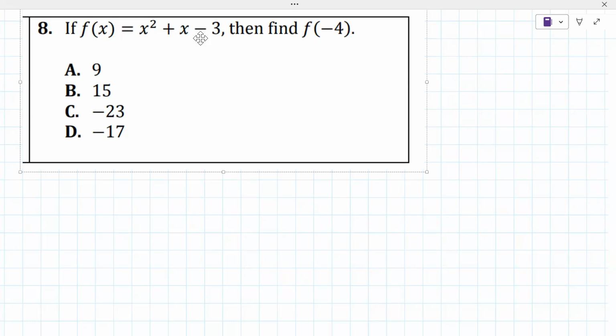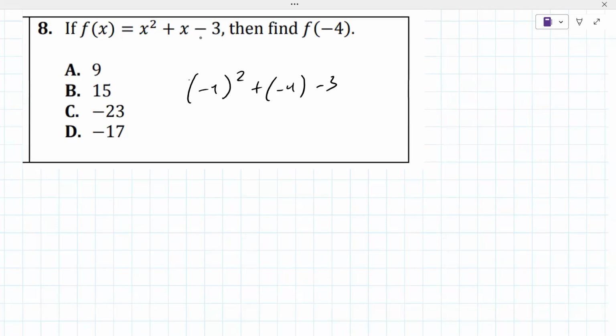Would it be 9? So A. So we have -4 squared plus -4 minus 3. 16 minus 4 minus 3 is 9. Perfect. All right.